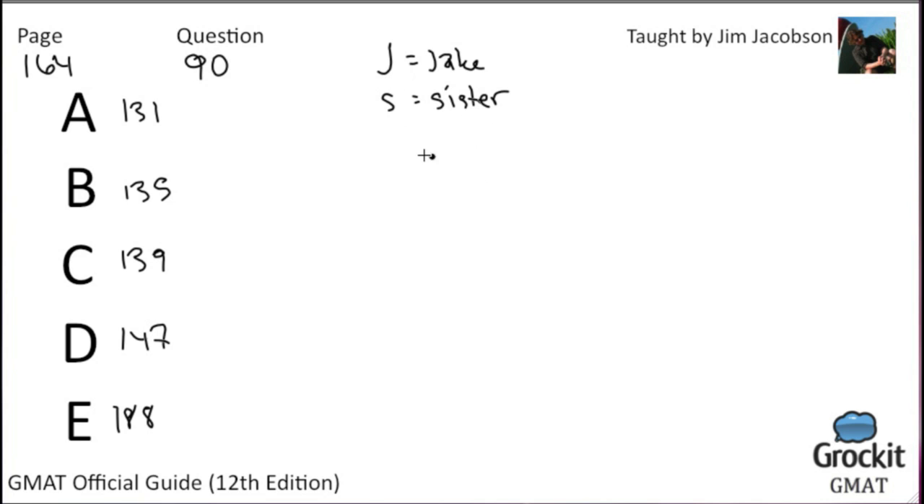We know that the two of them together are 278 pounds, so J plus S equals 278. We also know that if Jake loses 8 pounds, he will weigh twice as much as his sister. That gives us another equation. With two variables, generally you need two equations in order to solve for both. So Jake's weight minus 8 equals twice his sister's weight.